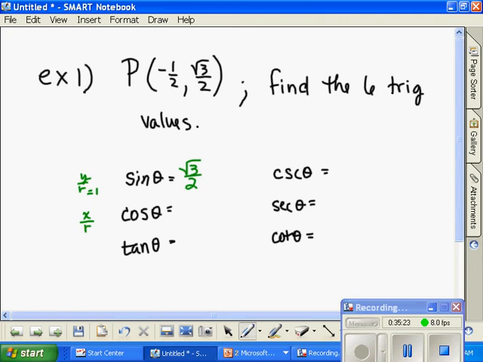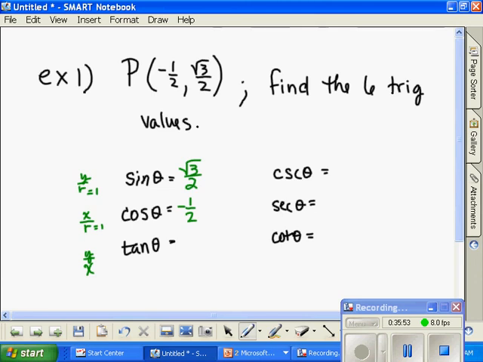No, cosine is x over r, but once again, you know that the r is 1, because it's on the unit circle. One more time, I know it's on the unit circle because that ordered pair looks familiar. Okay. All right. So what's my x value? Negative 1/2. Done. Okay. Now what's tangent? It is y over x.